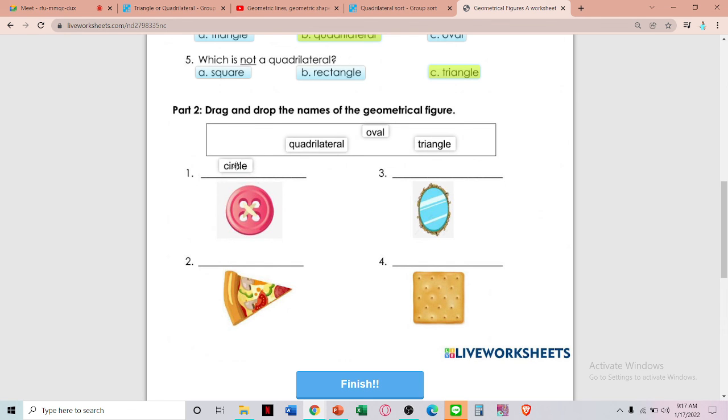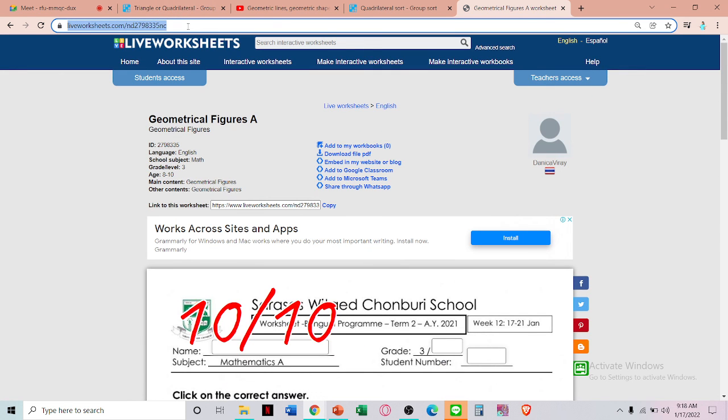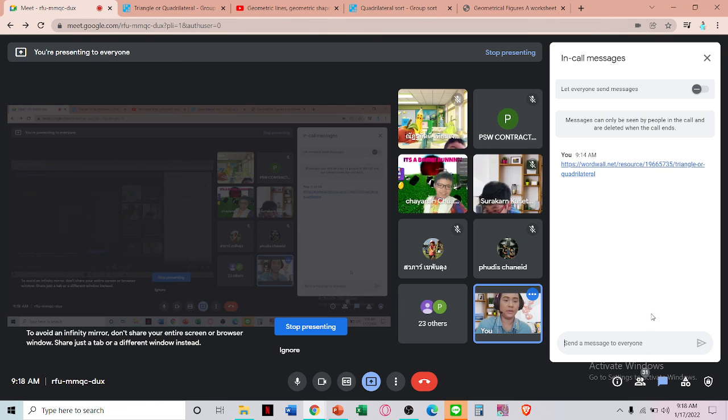Circle. Triangle. Square. Number 2 is what? Oval. Triangle. And then quadrilateral. Can you send it now? Okay. Send me. There.